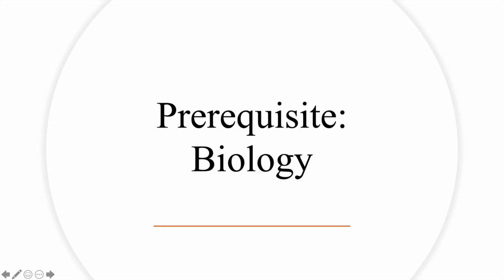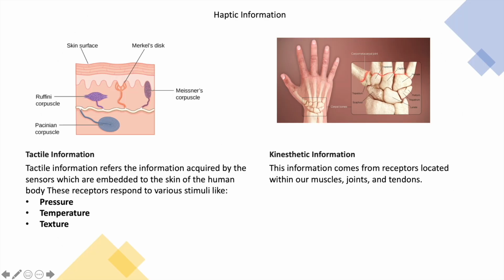We will try to have some prerequisite in terms of the biology that is required to understand and appreciate our touch. Next, we will try to go through some case studies and the state of the art. And in the third stage, we will try to develop our own haptic technology. So, haptic information can be categorized into two categories.